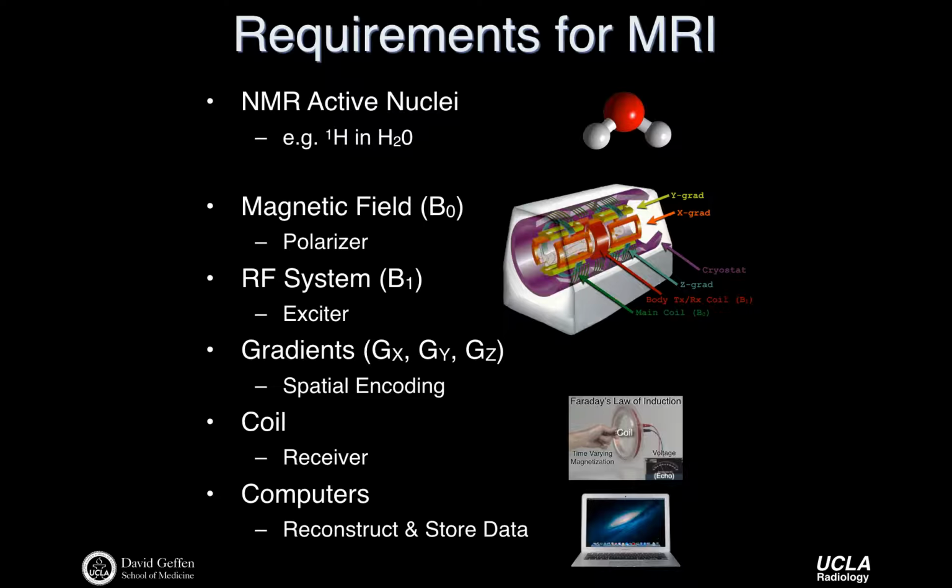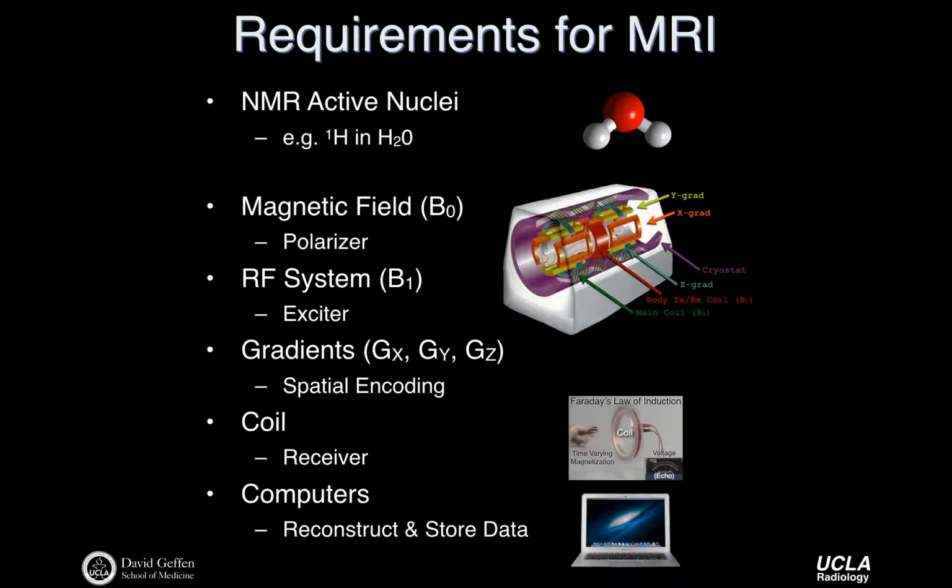If you look at this cartoon teardown on the right-hand side, the purple part is what's called the cryostat. We'll talk about that. Inside the cryostat is the main coil windings. This is just a superconducting electromagnet, something that this lecture will cover some. In the middle of all that apparatus is the so-called body transmit receive coil, or the B1 coil, this red structure in the middle. And that's the exciter. That's what we use to excite the spin system to ultimately form images and so forth.